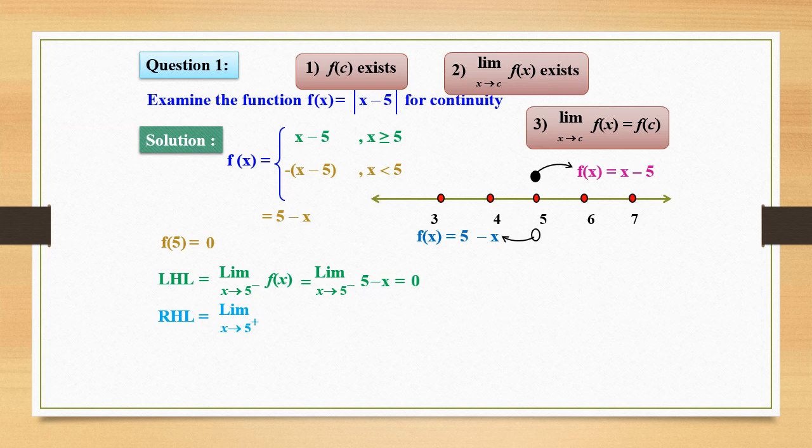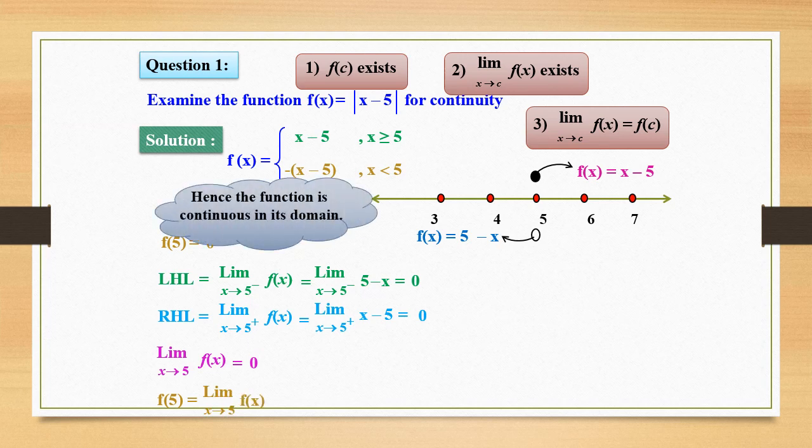Next, RHL, limit of x tends to 5 plus. So the value of the function is x minus 5. On simplifying, we get 0. So we can see that the value at f of 5, LHL and RHL, all the three values are equal, and therefore the given function is continuous at x is 5.